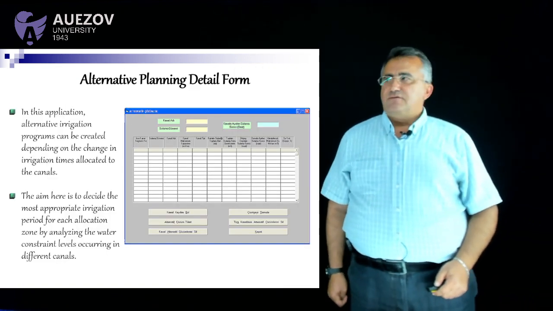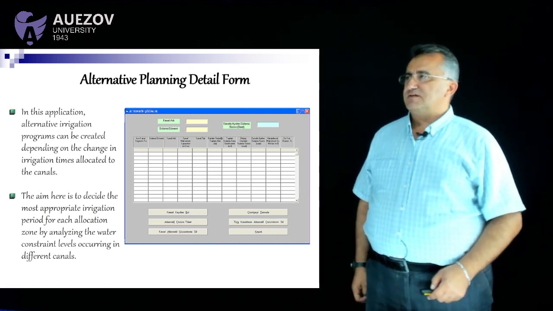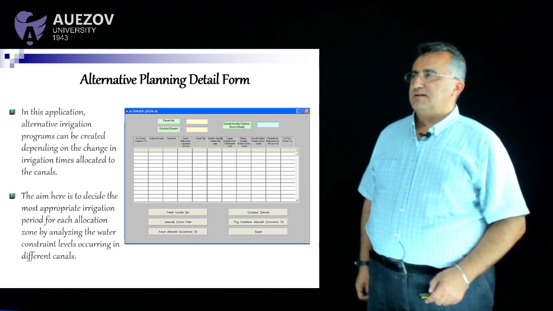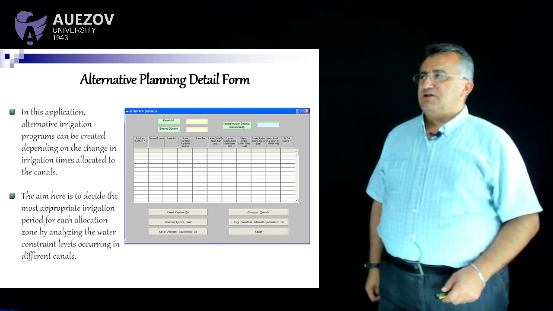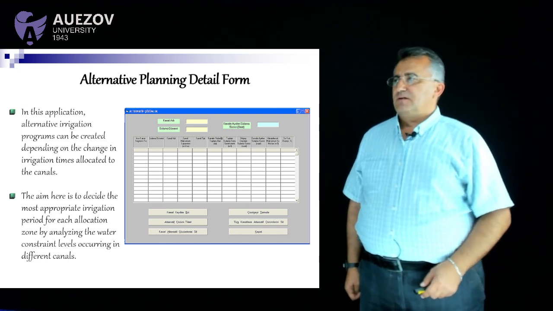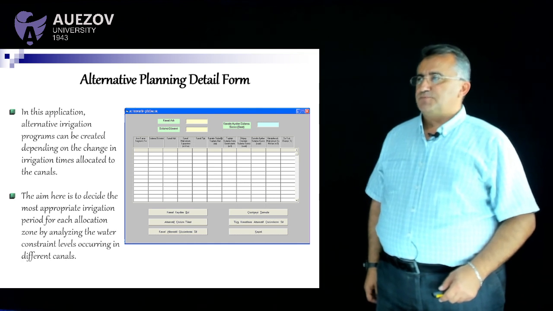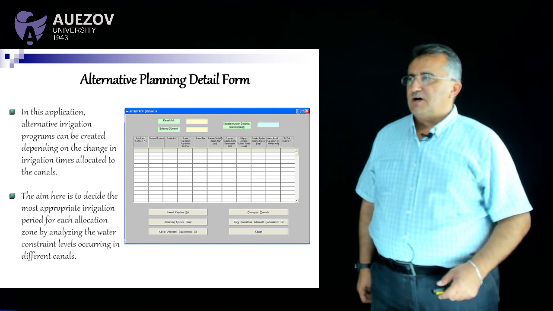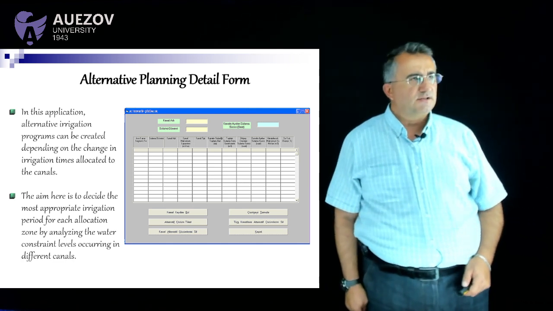Also, we have the alternative planning detail form here. In this application, alternative irrigation programs can be created depending on the change in irrigation times allocated to the canals. The aim here is to decide the most appropriate irrigation period for each allocation zone by analyzing the water constraint levels occurring in different canals.